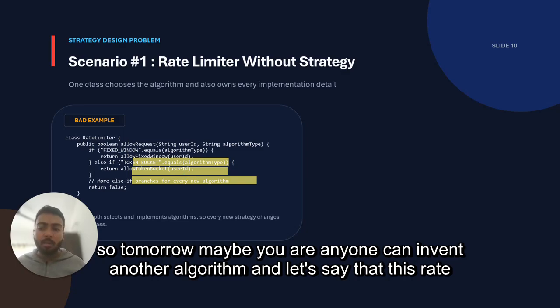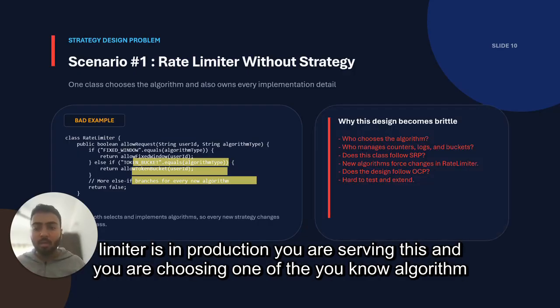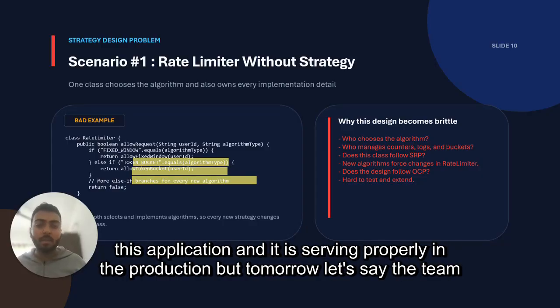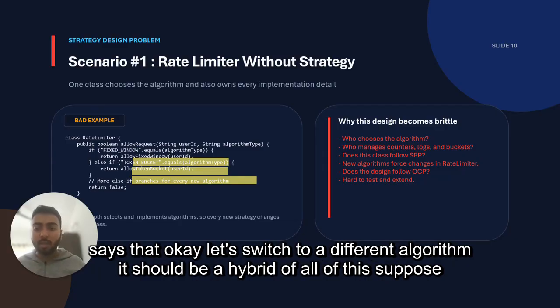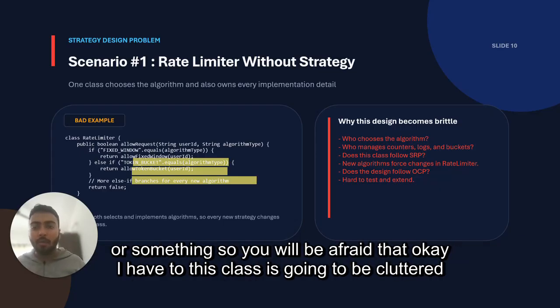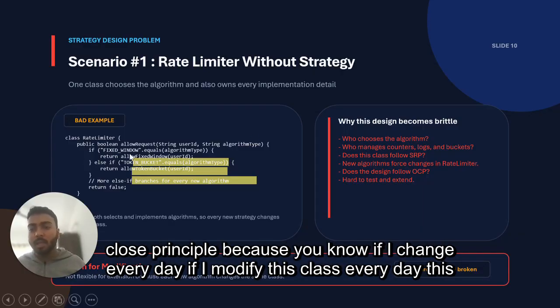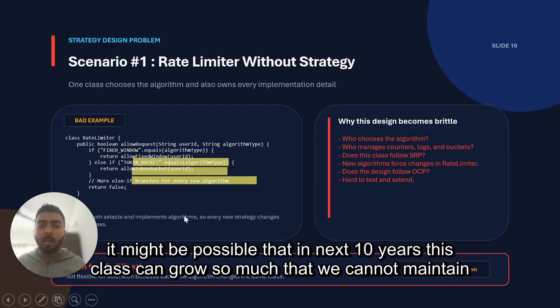Tomorrow maybe you or anyone can invent another algorithm, and let's say this rate limiter is in production, serving traffic with one of the algorithms. Suppose tomorrow the team says let's switch to a different algorithm, or a hybrid of all of these. You would be afraid that this class is going to be cluttered, and we would definitely break the single responsibility principle and the open-closed principle. If I modify this class every day, in the next 10 years it can grow so much that we cannot maintain it, right?